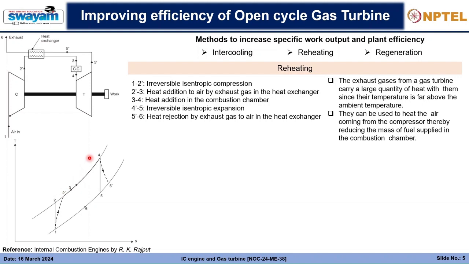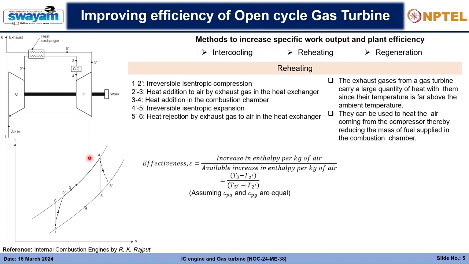Since thermal efficiency is work by heat, if the denominator, the heat, is decreased, then for the same work output we are having higher thermal efficiency, and we will see to that. So since we are talking about regeneration, there is a term effectiveness associated with this regeneration process. So effectiveness means the increase in enthalpy per kg of air divided by available increase in enthalpy per kg of air.